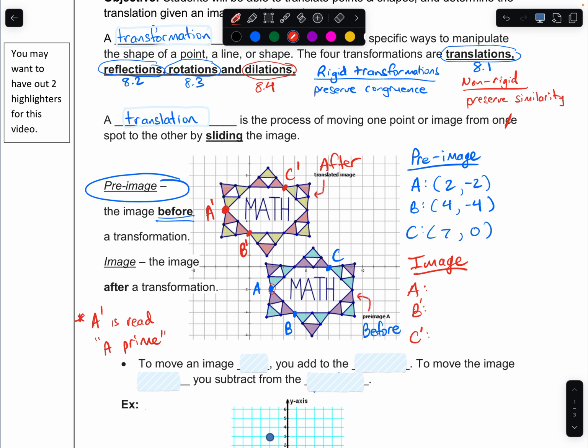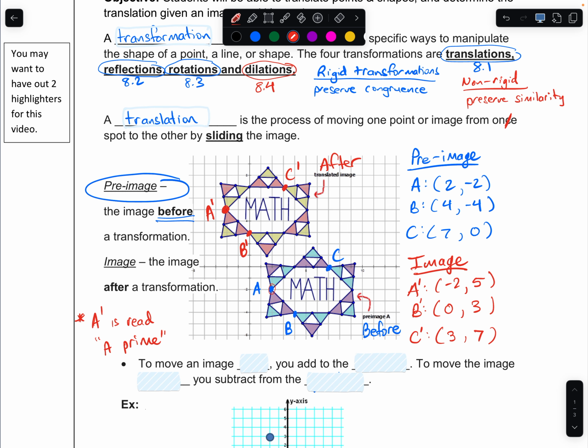Oh, forgot my primes. There we go. A prime, B prime, and C prime. The coordinates of the points on the image should be -2, 5, 0, 3, and 3, 7.